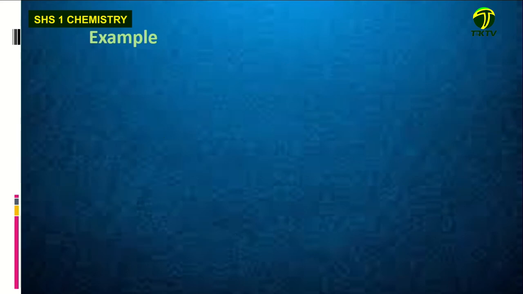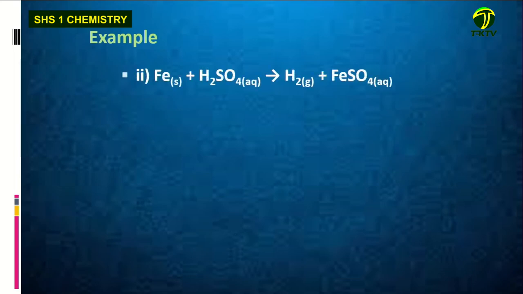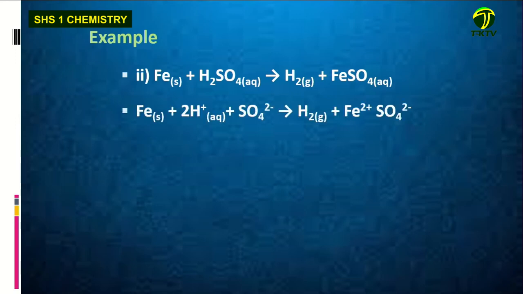Let's look at another example. We have iron solid reacting with sulfuric acid, H2SO4, to form hydrogen gas and then iron sulfate. Now the iron is in the solid state. The sulfuric acid is in the aqueous state and hydrogen is in the gaseous state. Ferrous sulfate is aqueous. So let's see what happens. Because iron is solid, it remains the same.